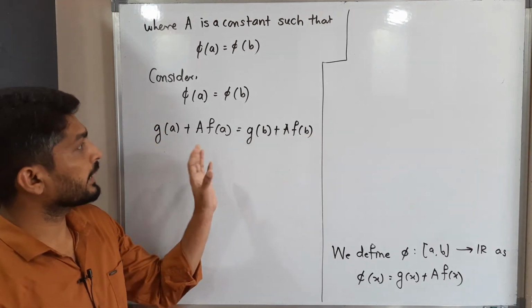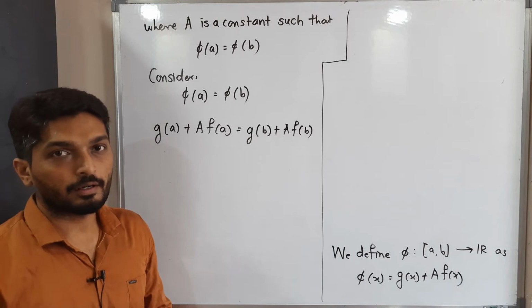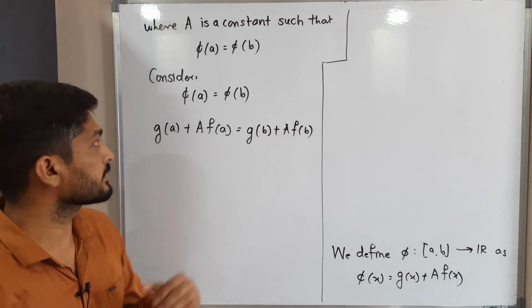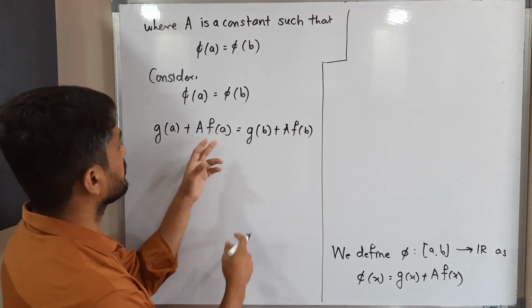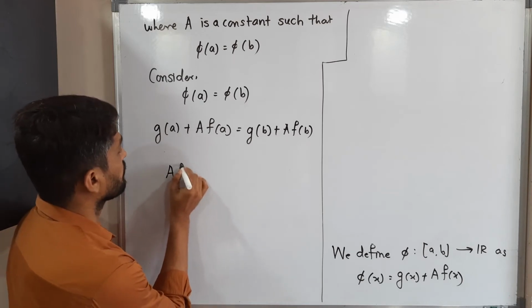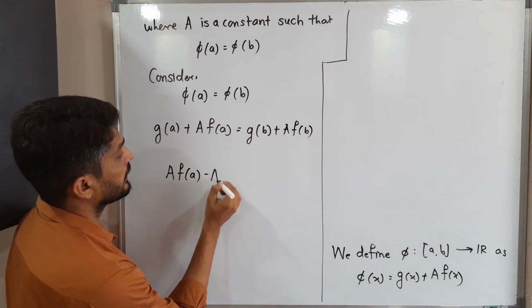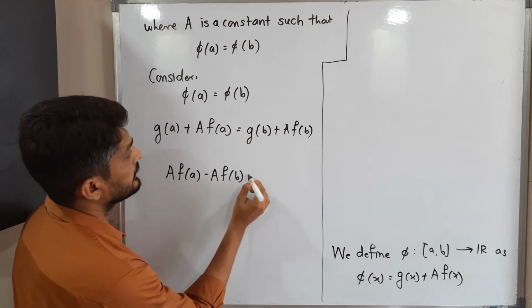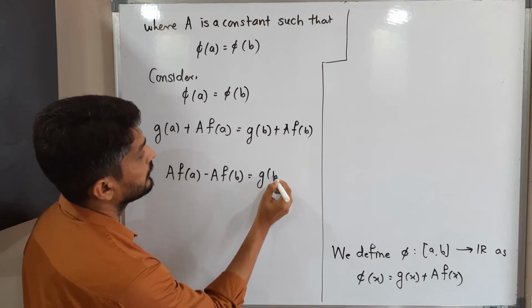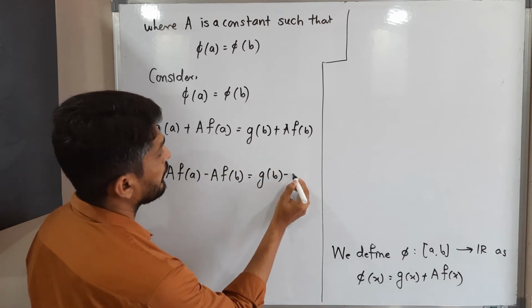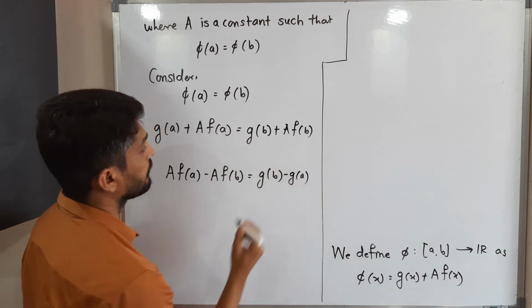Okay, so what will I do? I will take all terms of A on one side and the terms without A on another side. So yes, I will keep it here, A f of A. I am shifting that A f of B on this side. So minus A f of B is equal to g of B, right? G of A I am shifting there, it will have minus sign, g of A.